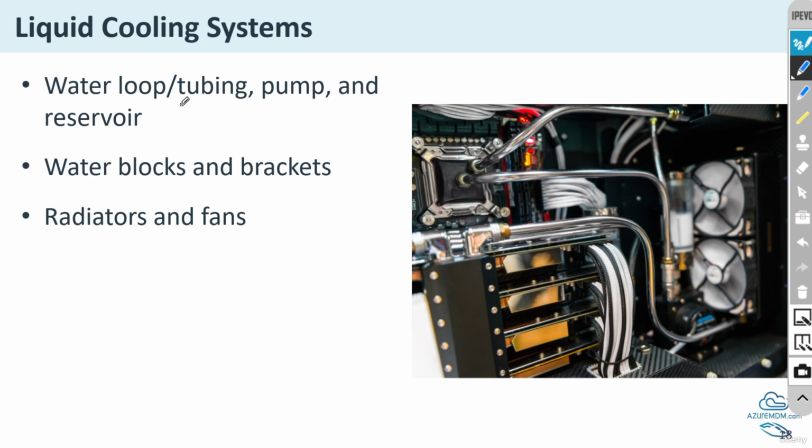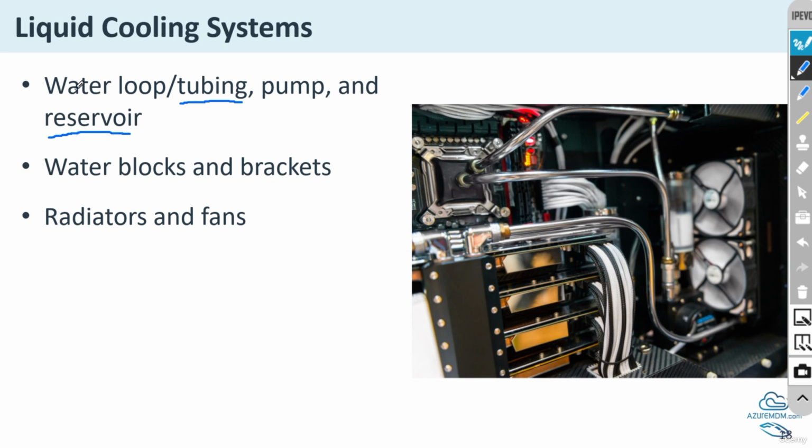Now, let's talk about tubing. Tubing are the pipes that carry the liquid between parts: water block, radiator, and pump. Reservoir. It is a tank that holds extra coolant and helps remove air bubbles. Fans blow air to cool down the liquid inside the radiator.